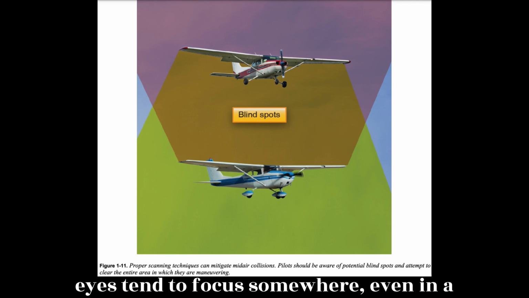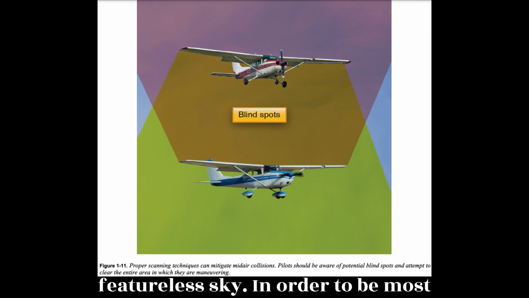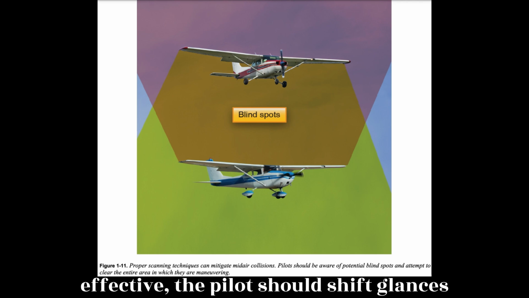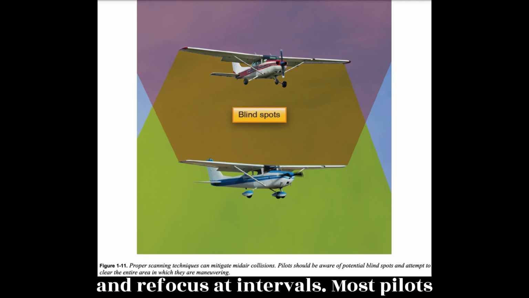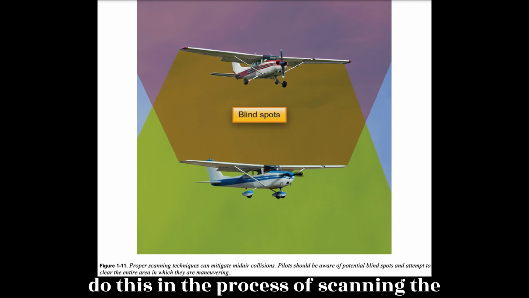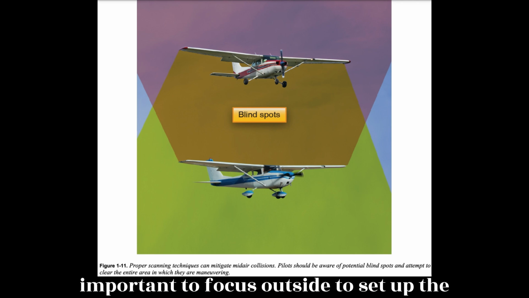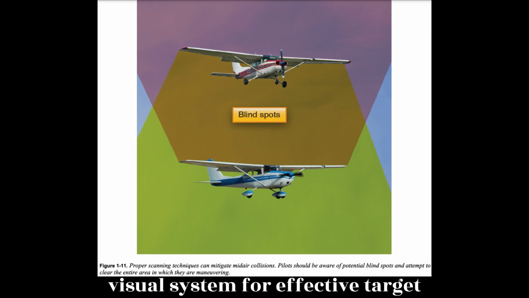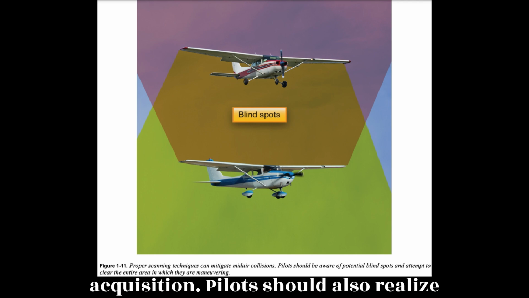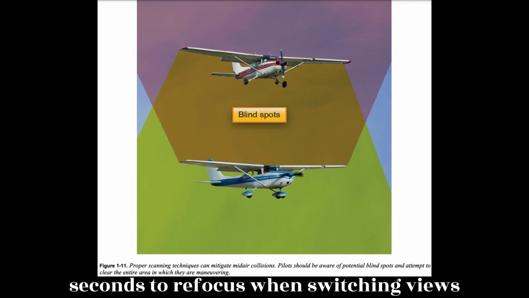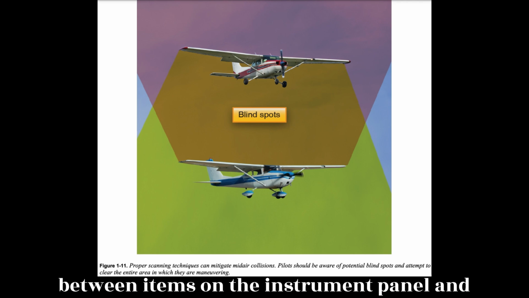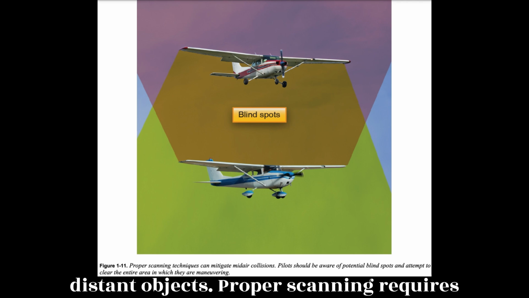The human eyes tend to focus somewhere, even in a featureless sky. In order to be most effective, the pilot should shift glances and refocus at intervals. Most pilots do this in the process of scanning the instrument panel, but it is also important to focus outside to set up the visual system for effective target acquisition. Pilots should also realize that their eyes may require several seconds to refocus when switching views between items on the instrument panel and distant objects.